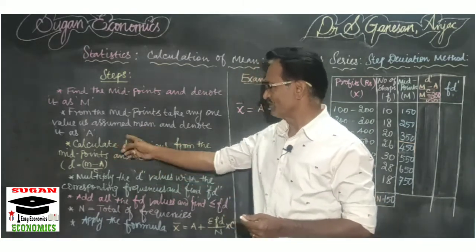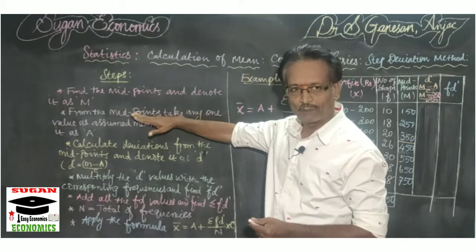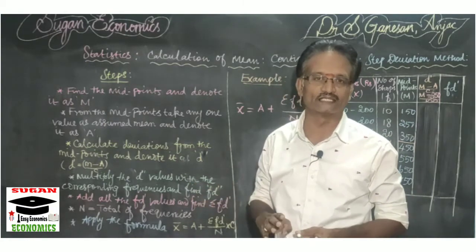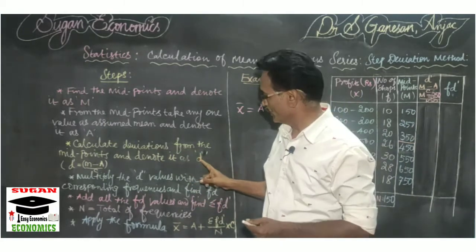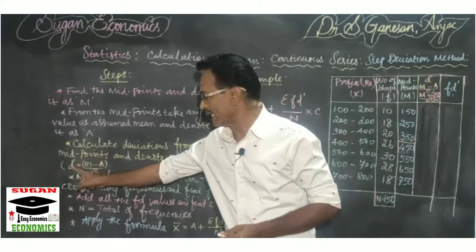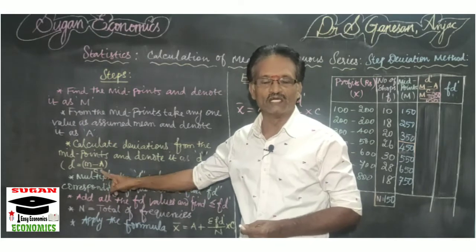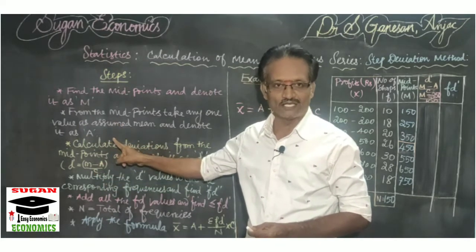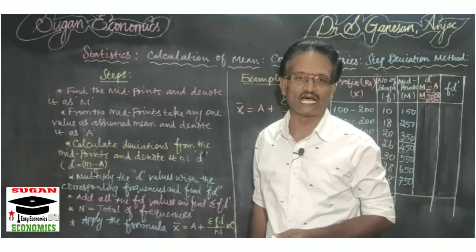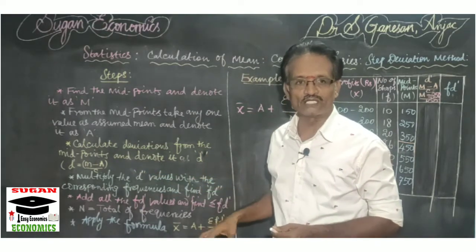Then after assuming any one value from the midpoints as the assumed mean, we have to calculate the d dash value, that is, the deviation, and the deviation is denoted by d dash. So how can we calculate the d dash value? Here d dash equals m minus a, divided by c. What is m? m equals the midpoints, a equals the assumed mean, and c equals the class limit or class interval.